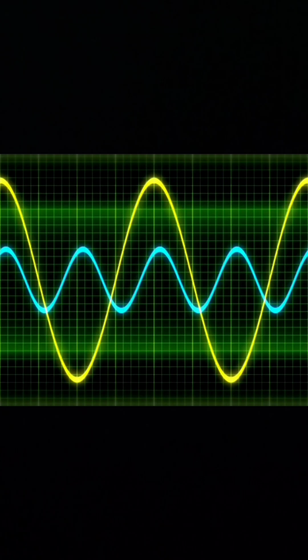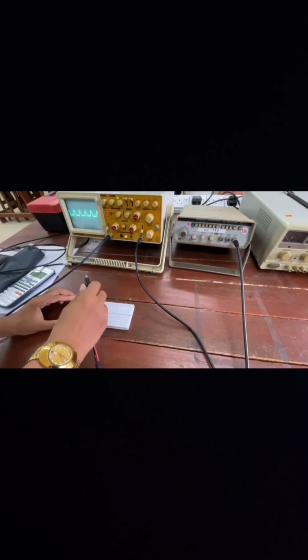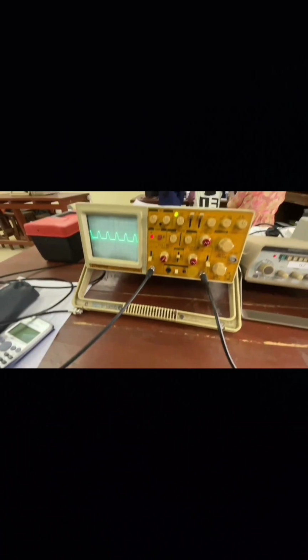Okay, let me show you how to create a half waveform and a full waveform. First, connect channel 1 of the oscilloscope by attaching the probe to the positive terminal of the BJT and the negative terminal of the resistor. Then connect channel 2 of the oscilloscope by attaching the probe to both the positive and negative terminals of the resistor. Next, connect the signal generator by attaching its probe to the positive terminal of the BJT and the negative terminal of the resistor. This is how we obtain a half waveform.